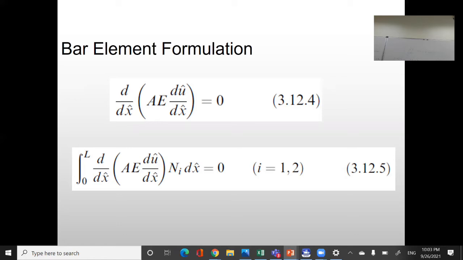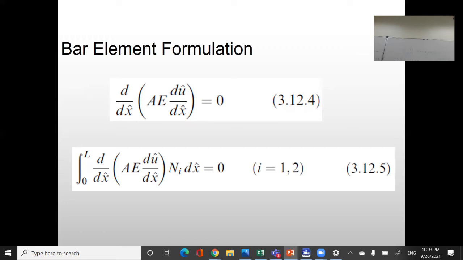Take the differential equation, multiply it by the shape function dx, because you don't have volume for the rod, only length. The area is already used there. See the area here. You can think of A dx as dv, right? A times dx is dv. If you integrate this, it should be equal to 0. How many equations? Two equations? Are you sure? This one is a scalar. This one is two equations. Why? Because you said i equals 1 to 2. So you will use this equation for N1 and this equation for N2.